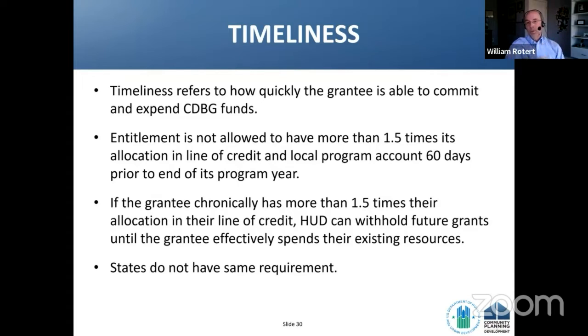Because at the time this rule was implemented, there was a very substantial amount of unspent CDBG funds around the country. And everybody was concerned that given that, there might not be another allocation of CDBG funding, given how much was out there. So HUD imposed a timeliness requirement to make sure that grantees don't accumulate excess amounts of funds that are not being spent in a timely way. Entitlement is not allowed to have more than 1.5 times its allocation in its line of credit and local program account 60 days prior to the end of its program year.